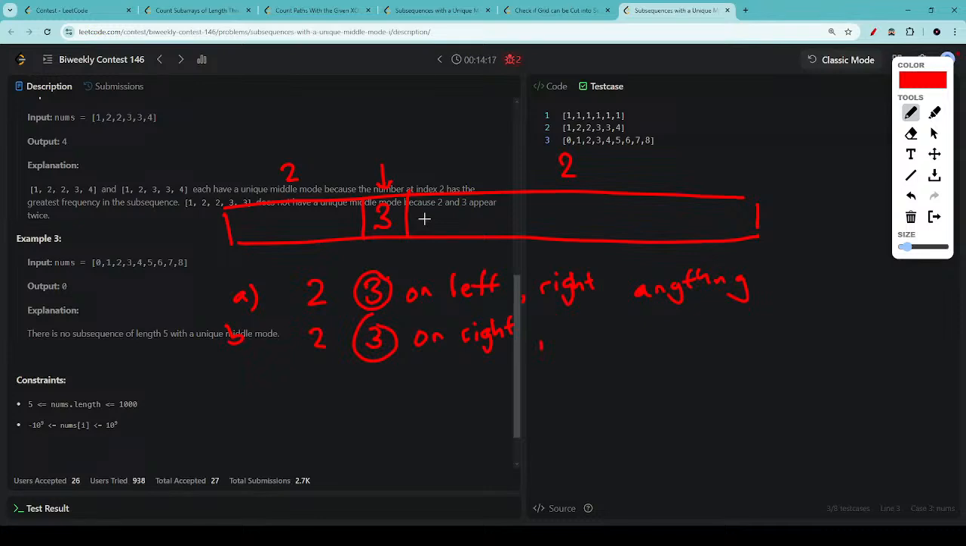Either both numbers on my left are the same as me, and then the numbers on the right can be literally anything. Or the 2 numbers on my right are the same as me, and the 2 numbers on the left are anything. Or C, there's 1 three on each side.